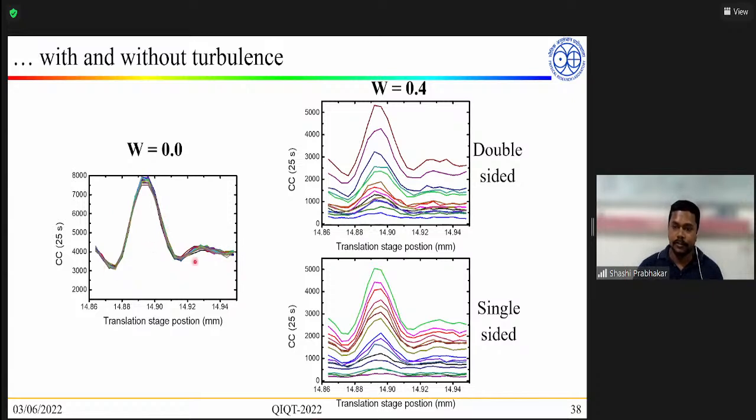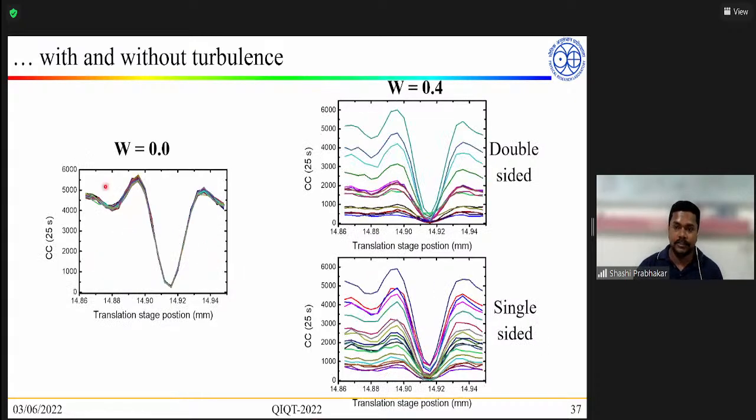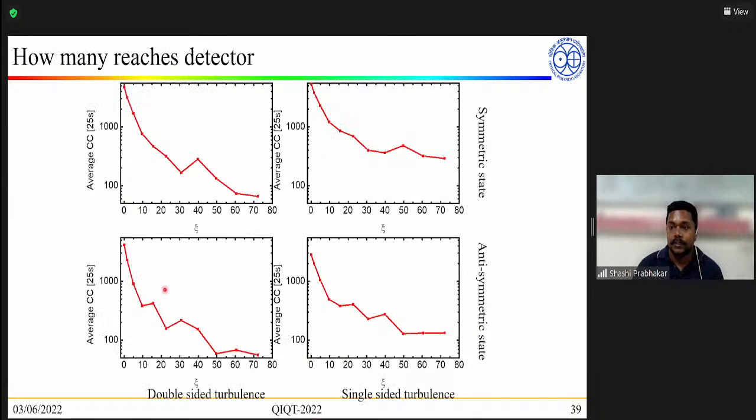We took the measurements in such a fashion that we get that peak or dip, and we also get some light on how many photons are coming up, which forms a basis. Here also you can see that it's not symmetric, but you get a dip. But first, we need to see how many photons are actually reaching the detector. In this case, these are the average number of photons reaching the detector in 25 seconds.